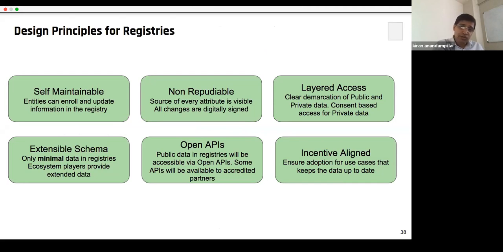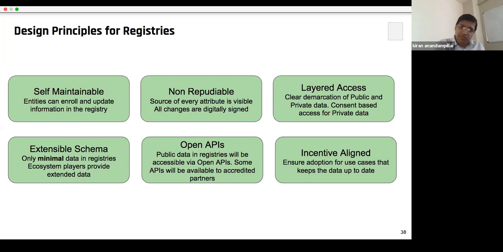The second is it has to be non-repudiable. So for any entry in a registry, we should be able to say what was the source. Is this a self-declared element? Is this something that's been verified by an authorized entity? And who made the change? When did they make the change? And that's really what the non-repudiability part is.